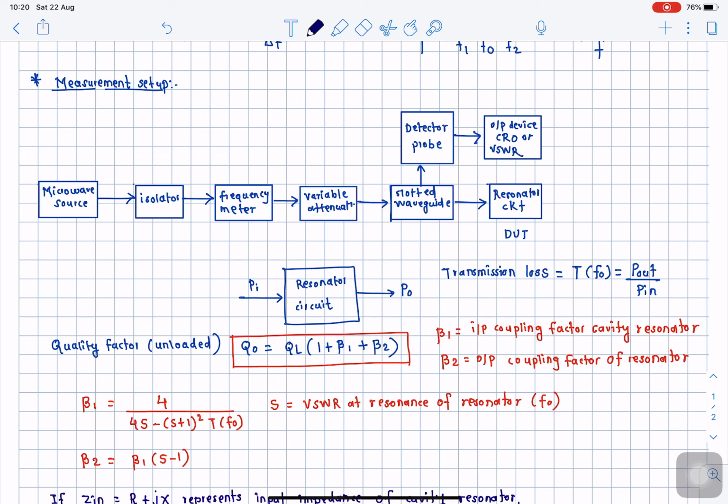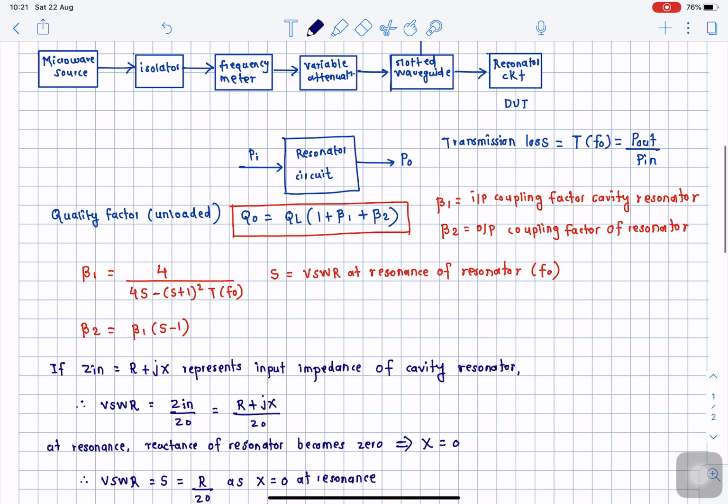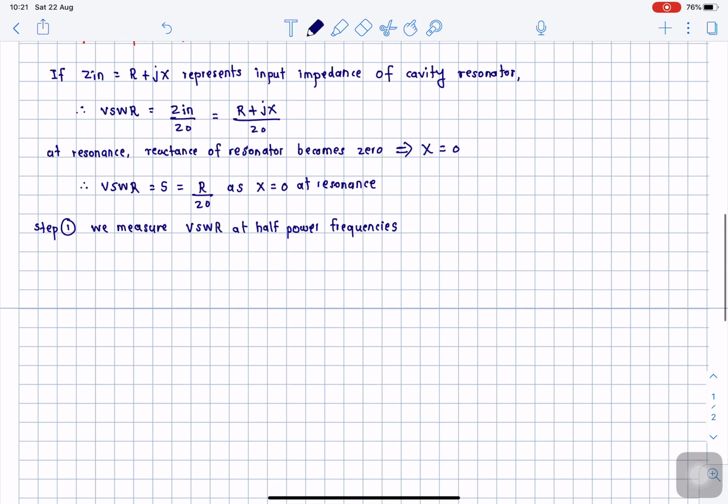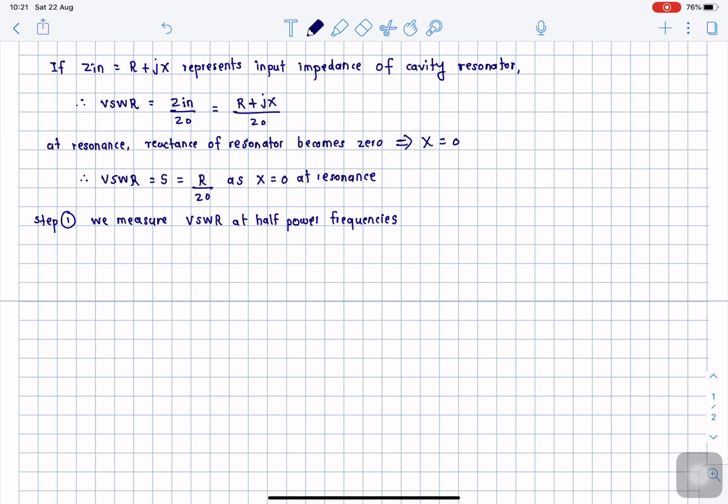First of all, we will measure the maximum voltage. And then we will start moving the slotted waveguide section towards the generator in order to find the reduction in the voltage. When the reduction in the voltage takes place exactly at half, we will measure the frequency. We already know how to measure the frequency with the help of the frequency meter. So the frequency meter is used to measure the half power frequency.